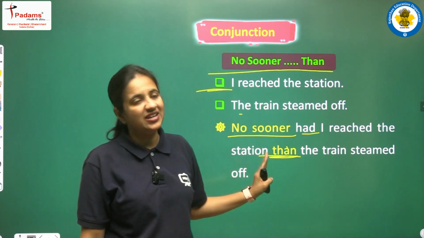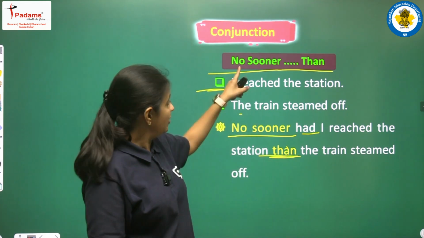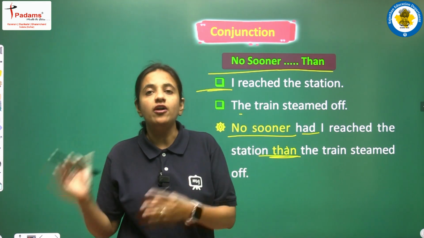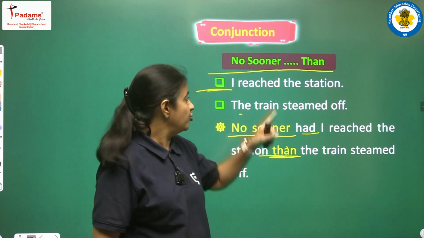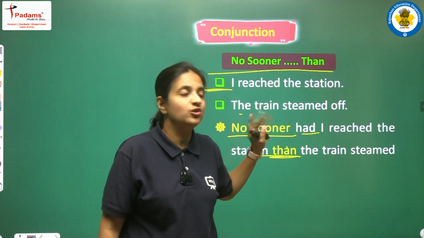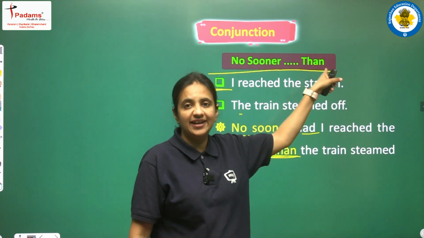So in this manner we can use "no sooner than" in a sentence as a conjunction when we have two actions and we have to identify what action happened first. So before that action we have to use "no sooner", and before the sentence in which we have the second action we have to use "than".